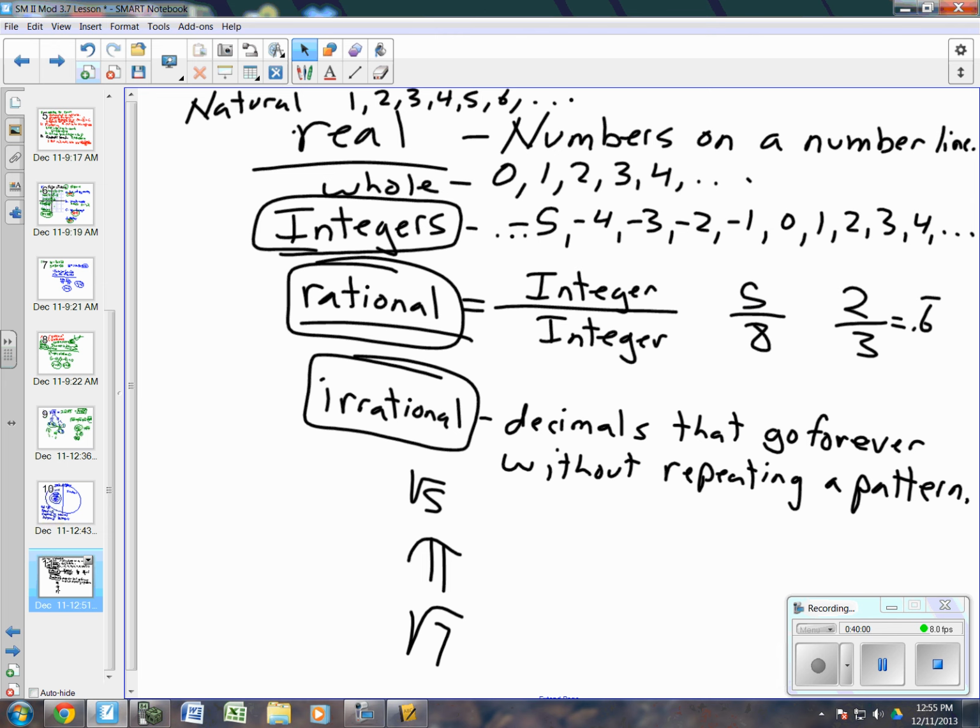Number 9. Determine the nature of the x-intercepts. What are they? Not real, because it doesn't cross the x-axis. Just put not real.